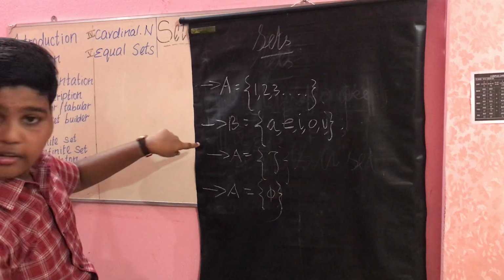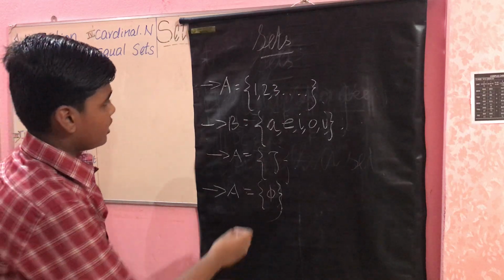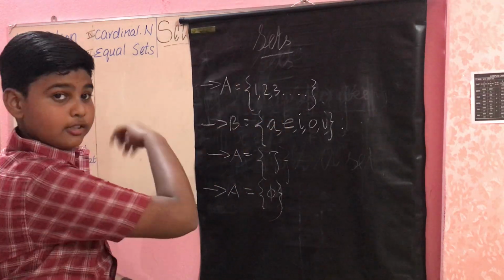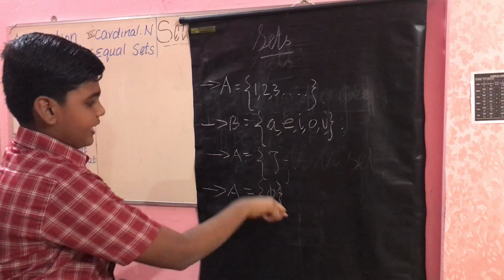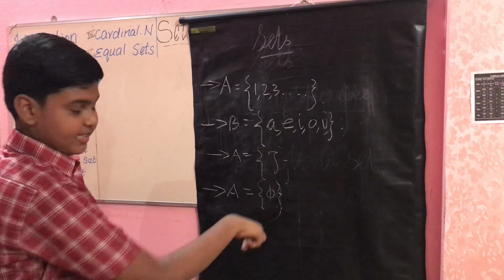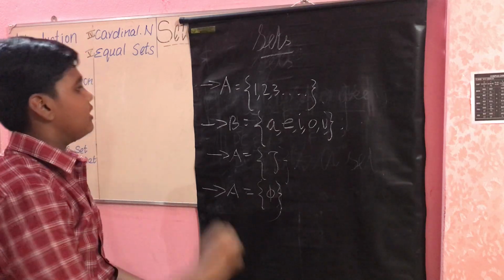Okay, now I wrote just 4 sets. A is equal to 1, 2, 3, and it goes on to infinity. B is equal to A, E, I, O, U. A is equal to T. A is equal to just 0 with a slash. I'll tell you what that is.